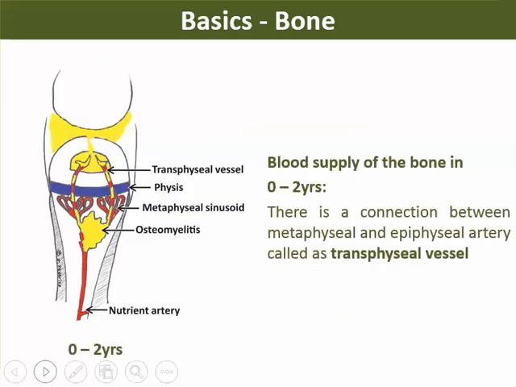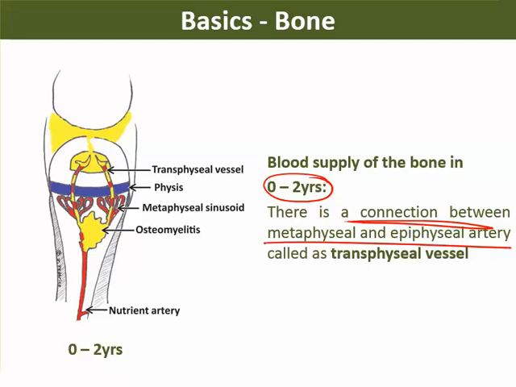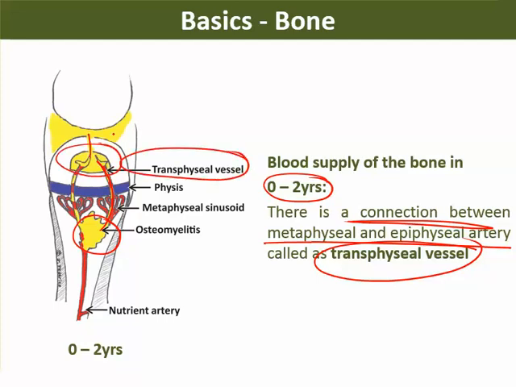Okay. So I discussed on the whiteboard the different patterns of blood supply in different age groups. Here again we are discussing 0 to 2 years. In 0 to 2 years there is a connection between the metaphyseal and epiphyseal artery, that is called the transphyseal vessel. Because of this transphyseal vessel, osteomyelitis can go into the epiphysis, the yellow color is the pus, and then it can enter the joint.